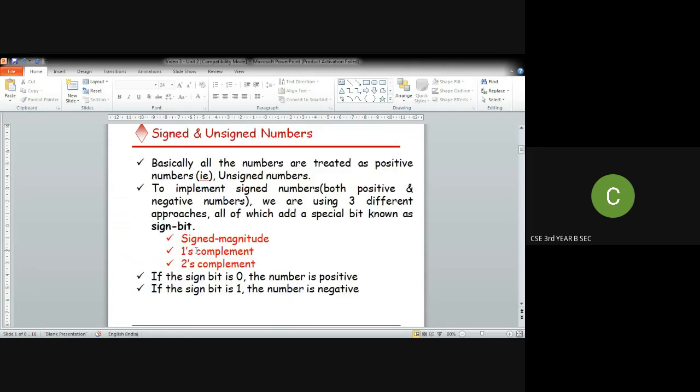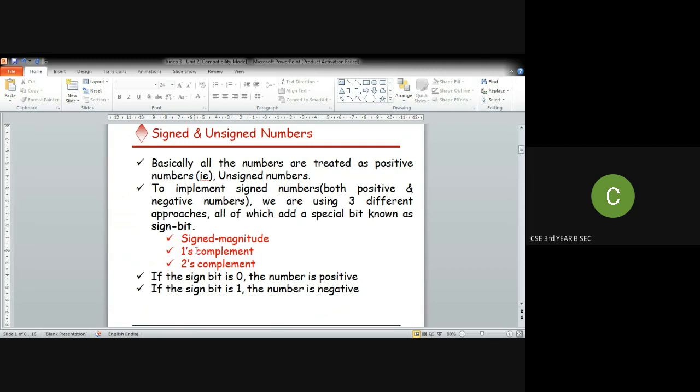So, what is a signed number and an unsigned number? Basically, all numbers can be treated as both positive and negative numbers. If a number is treated as positive, such numbers are called unsigned numbers. There is no sign, no plus sign or minus sign. All those numbers come under the category called unsigned numbers. If we have to represent a number as a plus number, minus number, positive number, or negative number, those numbers come under the category called signed numbers.